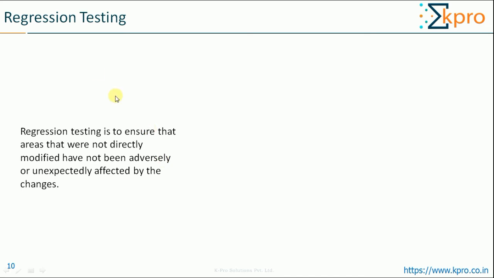Next test level is regression testing. Regression testing is to ensure that areas that were not directly modified have not been adversely or unexpectedly affected by the changes.